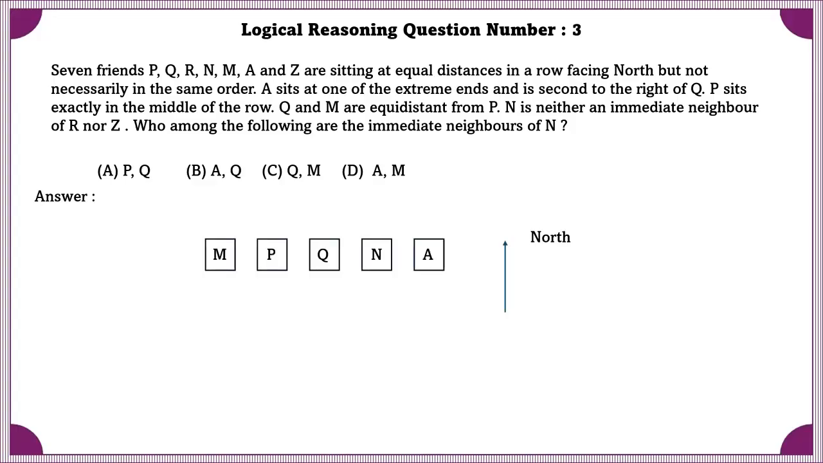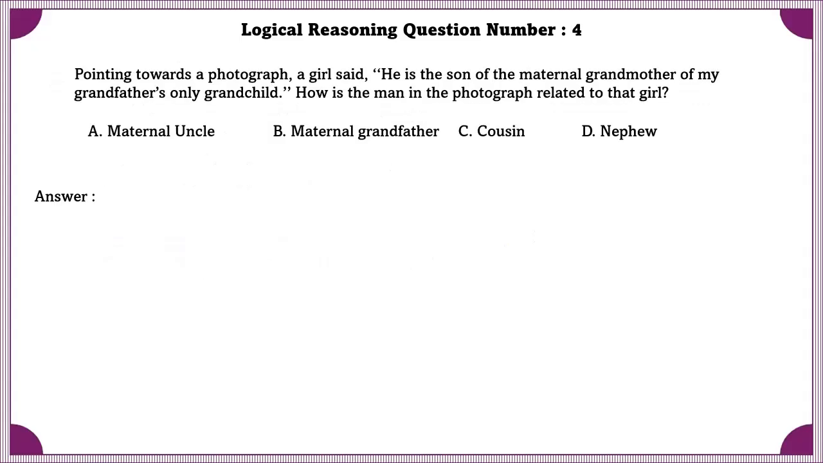N is neither an immediate neighbor of R nor Z. Who among the following are the immediate neighbors of N? The immediate neighbors of N are A and Q.